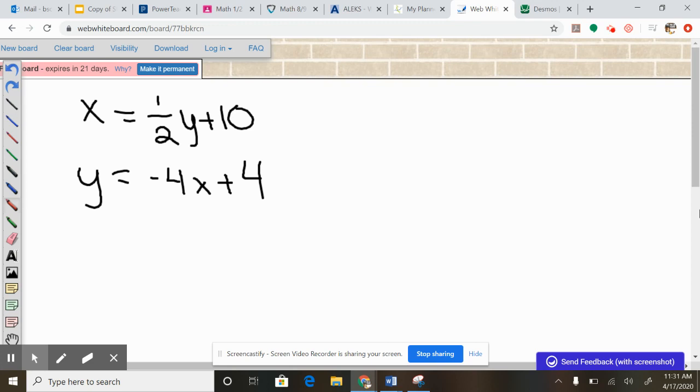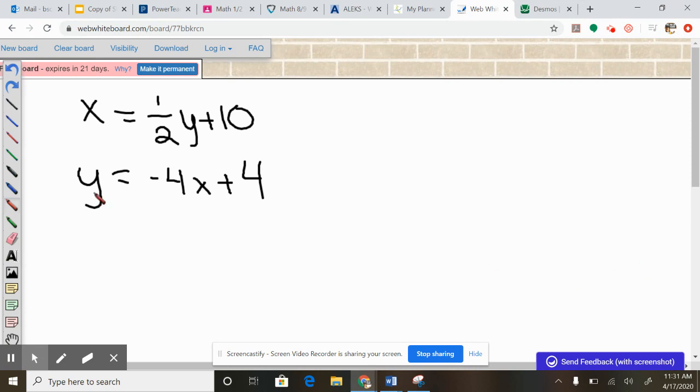All right, guys. So in this video, I want to talk about a really important first step. When you're solving with substitution, a really important first step is you need to have one variable all alone. Now, in the last two examples, I had the equations written in slope-intercept form. They're not always going to be in slope-intercept form.